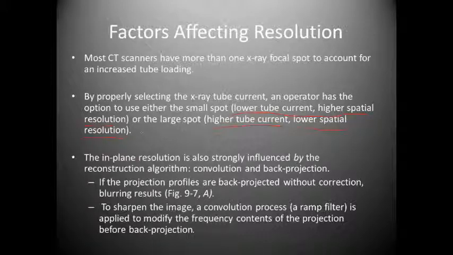We also find that the in-plane resolution is strongly influenced by the reconstruction algorithm, such as convolution and back projection. As we've already seen, if the projection profiles don't have convolution or filtering, blurring results. And so to sharpen the image, the convolution process or a filter is applied to modify the frequency contents of the projection before back projection actually occurs. We saw this as the elimination of the star pattern.